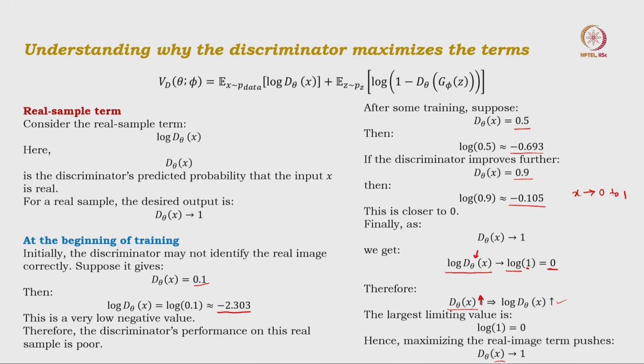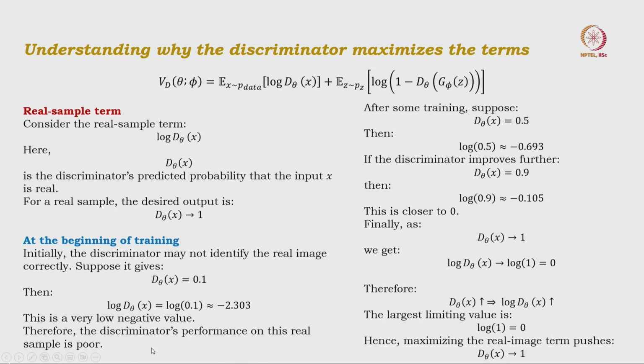But what is the maximum limiting value? D theta of x can be only 1 at the most. If this is 1, you reach the maximum value, since log 1 is 0. Therefore, maximizing the real image term pushes the D theta of x value closer to 1. I hope this is clear to you.